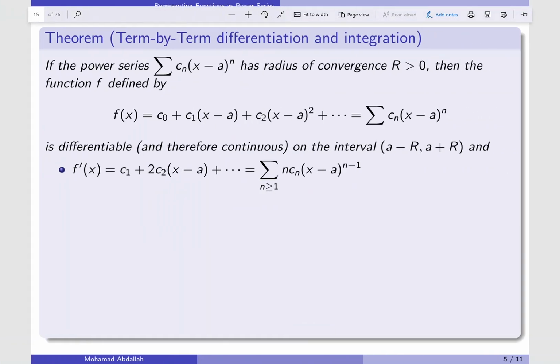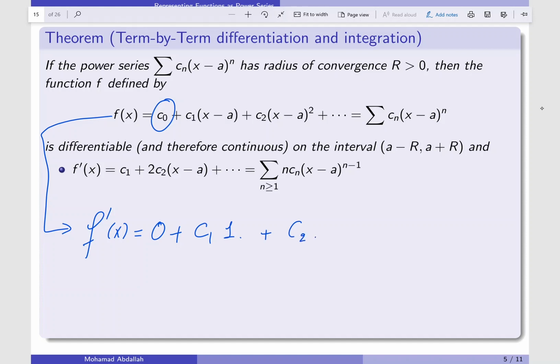So then I can find the derivative. f prime of x is equal to this form. How did we find this? It's very simple. Look at f of x here, find its derivative. f prime of x, of course, you differentiate with respect to x. Derivative of c0 is 0. That's a constant, 0 plus. Derivative of this, it's c1 times the derivative of (x minus a), which is 1, plus c2 times the derivative of this, which is 2 times (x minus a) to the power 2 minus 1, plus, for example, c3 times 3 (x minus a) to the power 2, etc.